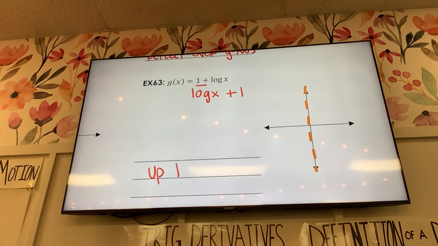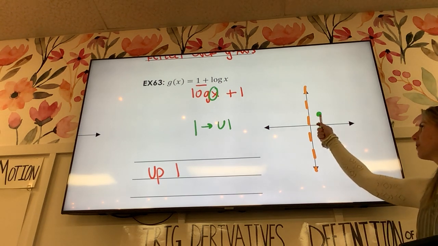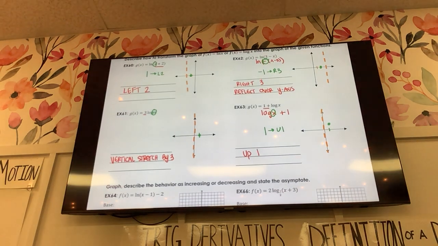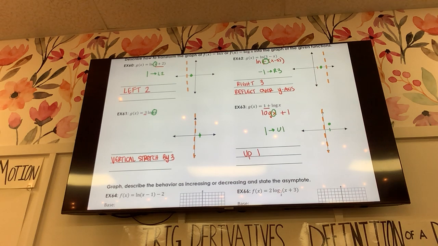And then on 63, your initial condition is 1, but we're going to move it up 1. So it'll be right there. Still 1 away from your asymptote, but it got shifted up 1. So really similar to the exponentials, you're just finding it in a different spot because the logs are inverses, so they're opposites.